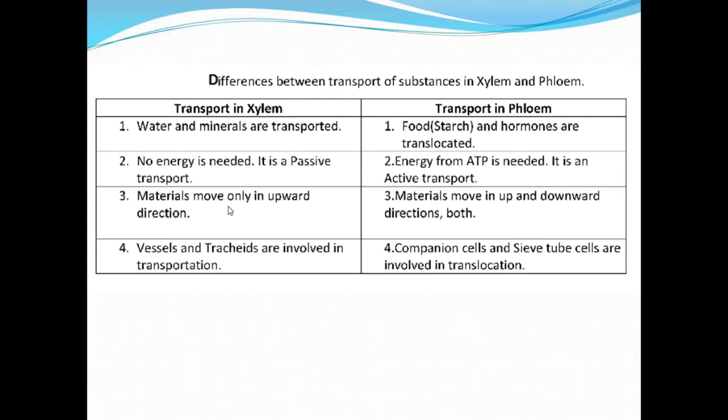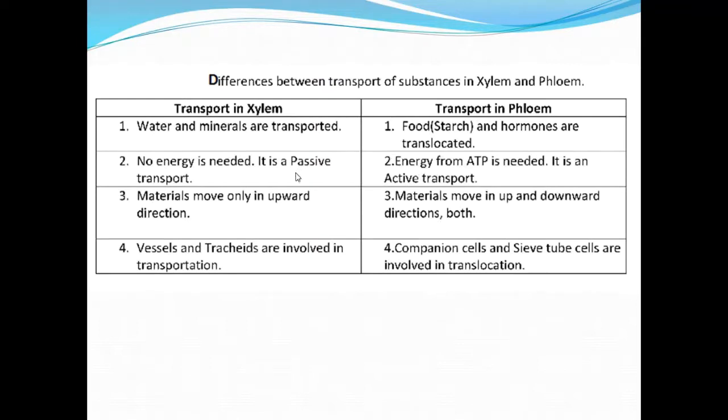And the members, the trachea and the vessels, which are the actual members of the xylem tissue, are involved in the transportation process. If we talk about transport in phloem, then you see that food in the form of starch, which is converted into sucrose, and hormones are translocated. And in this process, energy is utilized. Energy in the form of ATP is required. So therefore, this process is an active process.